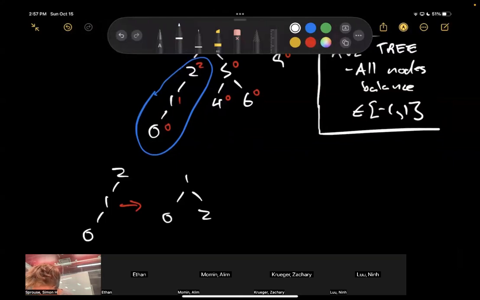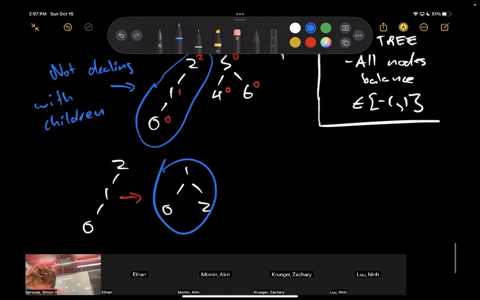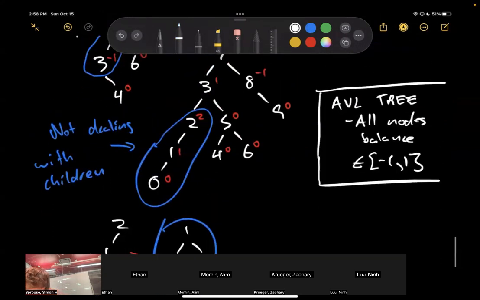And then we're going to have to plug this back in. And as you can see, this is not a big deal here. Not dealing with children. So it's not a huge deal here. And let's go ahead and redraw our tree. So everything else was the same.